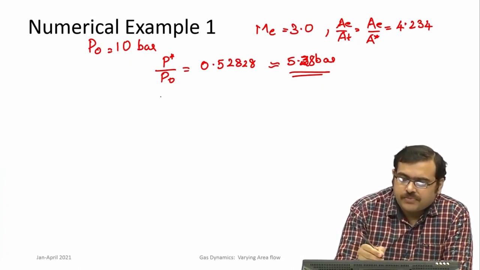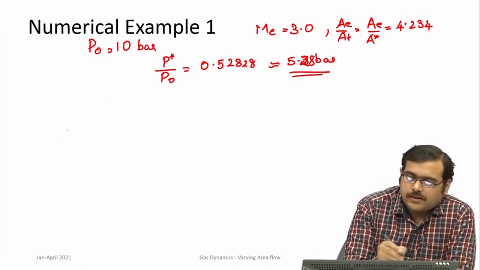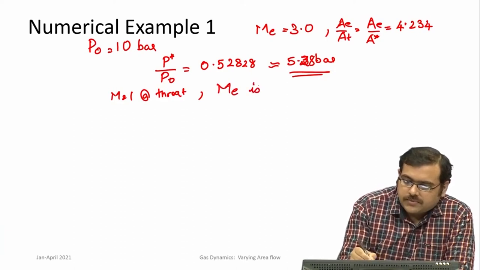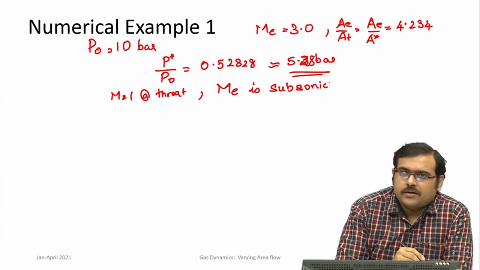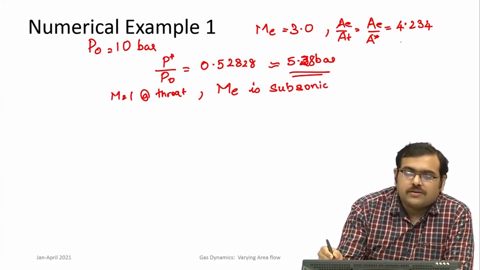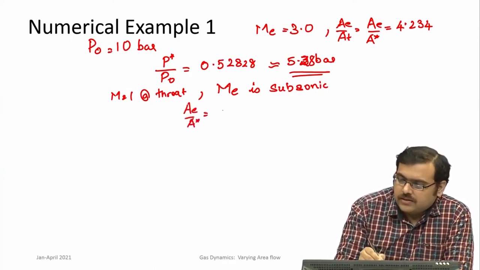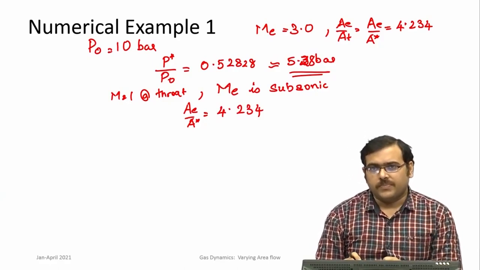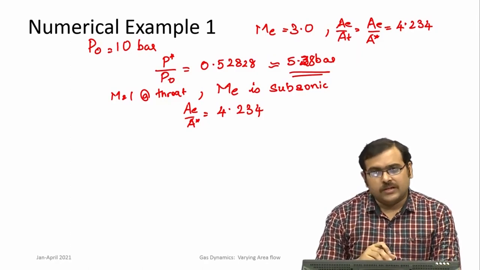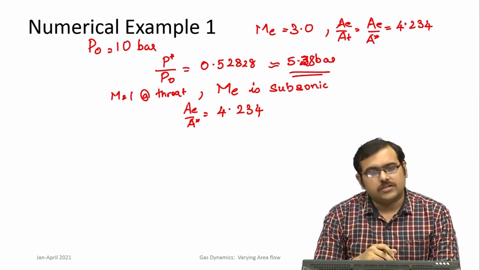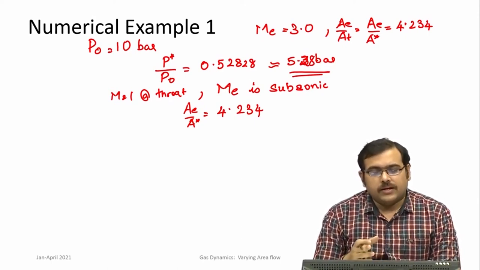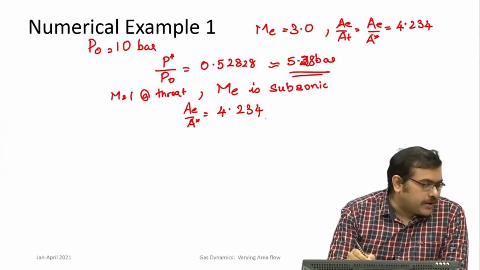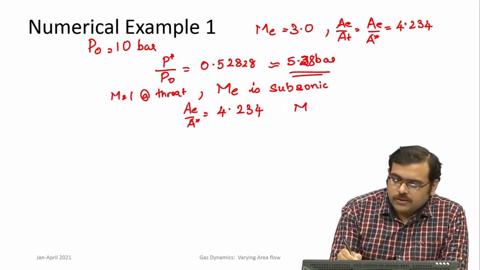So what will it be at the exit? At the exit, it will be subsonic, but Mach number equal to 1 at the throat, and ME is subsonic. We know AE by A star, because this is already fixed by the design of the nozzle, that is 4.234. But we also know that for a given AE by A star, there are two possible solutions, one in the subsonic domain and one in the supersonic domain. While designing this nozzle, the designers would have designed it for supersonic operation, but currently it is operating in a subsonic condition with Mach number 1 at the throat.